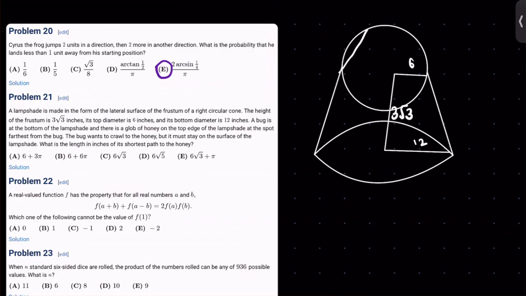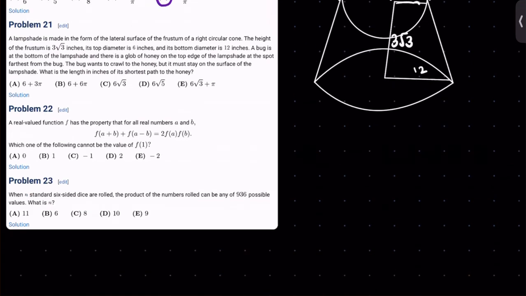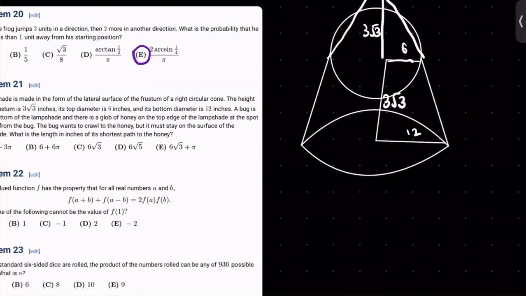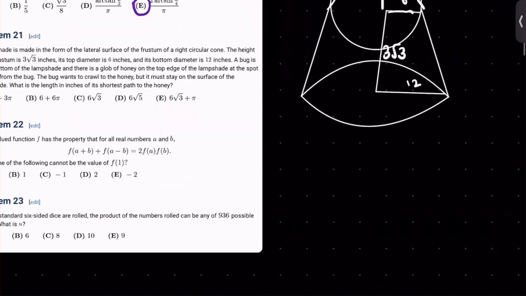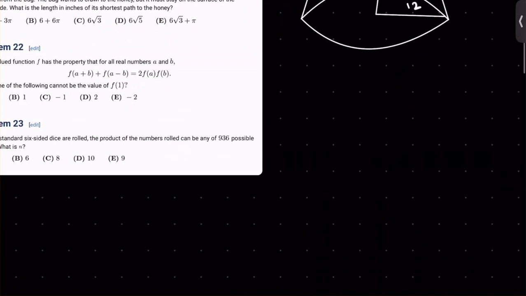So if we complete the cone like that, then since this is 6 and this is 12, this height will also be 3√3. We'd like to complete the cone because then we can uncoil the entire thing. And that's exactly what we're going to do now. We're going to uncoil the entire thing, so it's going to look something like this.